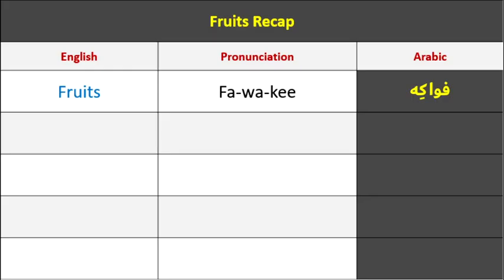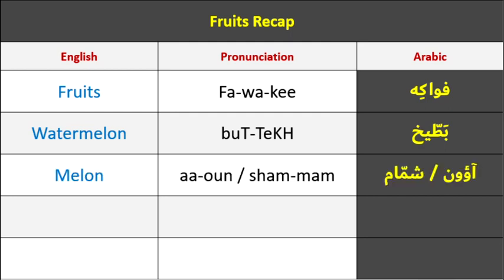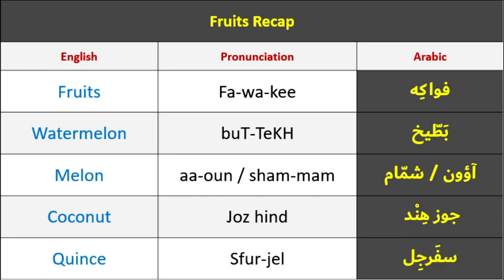Now let's have a recap. Fruits. فواكه. Watermelon. بطيخ. Melon. أون or شمام. Coconut. جوز هند. Quince. سفرجل.